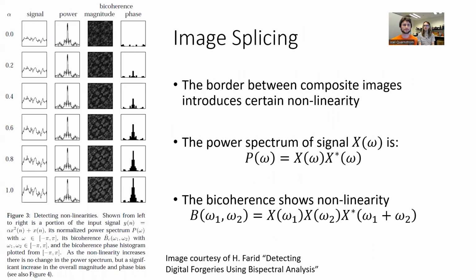So another thing that goes on is when 2 images are spliced together, there's a border between the 2 images, and one of the ways to detect a forged image is looking for this border. And so the border introduces a certain nonlinearity to an image, and you can measure certain signals using what's called a power spectrum, and something similar to this is what's called bicoherence. And the bicoherence has both a magnitude and a phase, and these will show certain characteristics whenever excessive nonlinearity appears in a signal.